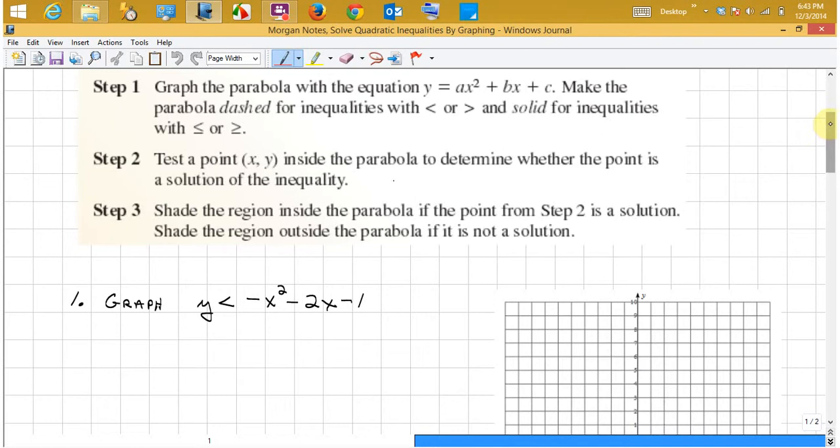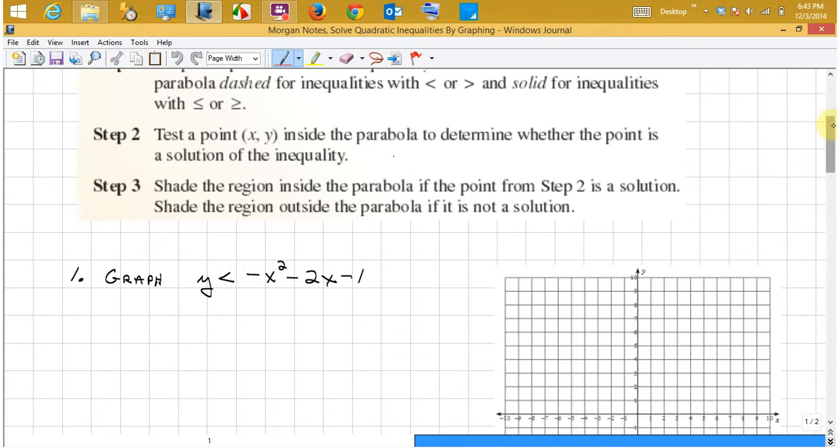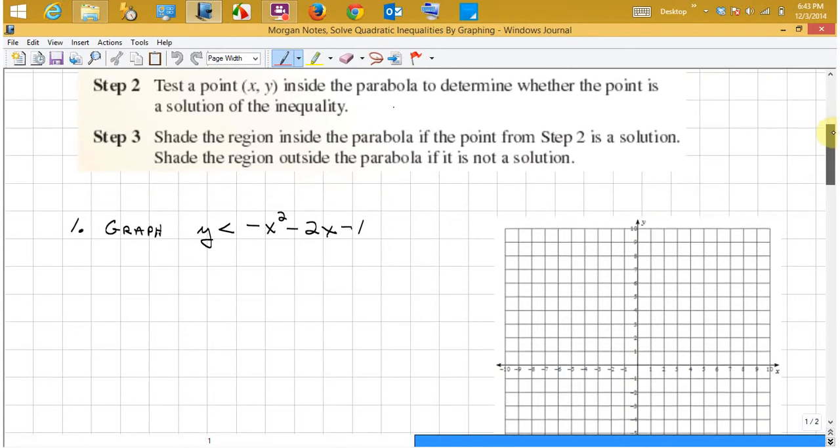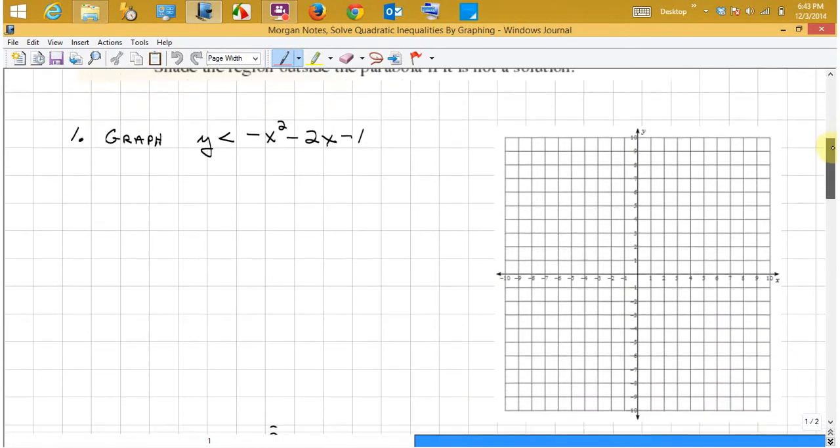And it's just like with the linear inequalities, you're going to pick some point and test it. If it's true, you're going to shade wherever that point is. If it's not true, you're going to shade the other side, whether it be inside the parabola or the outside. So let's go ahead and try that.